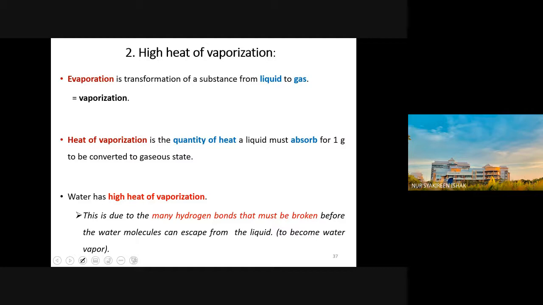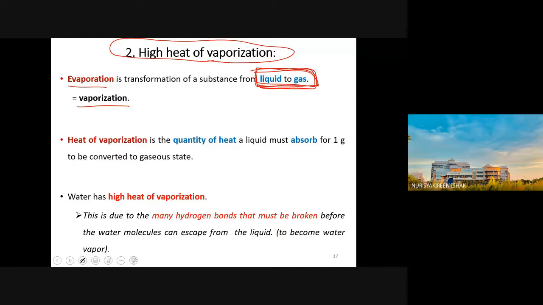Okay, so evaporation is the transformation of a substance from liquid to gas. Another term for evaporation is vaporization. So the property of water that we are going to look at here is how water in liquid state changes to gas, and the amount of heat required.